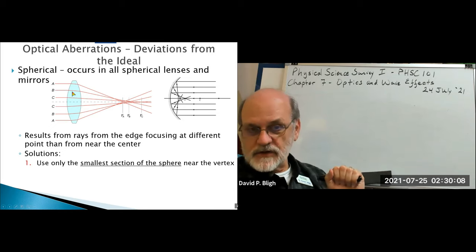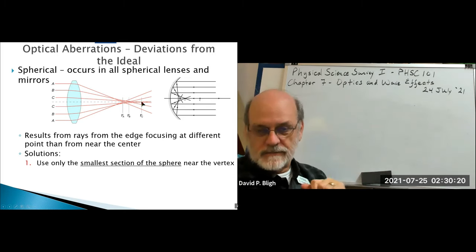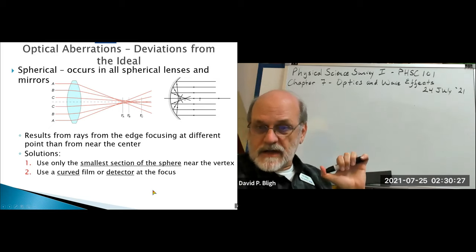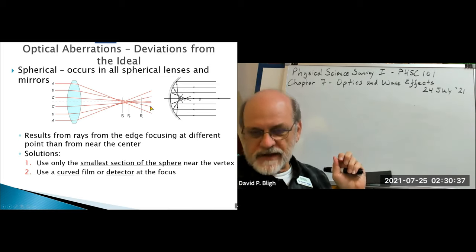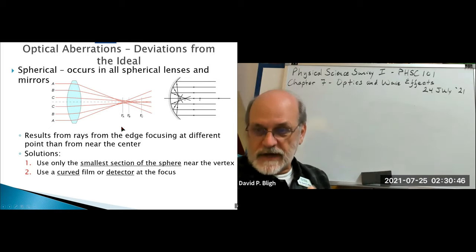Same thing with the lens. Just use the very smallest curvature part right here, and then you'll see that the focal point here will give you a sharp image. The other way is that your detector should be curved. Because they focus at different places, if you curve the detector, you will pick up light at different points of the curve in the detector, and that will generate a sharp image.